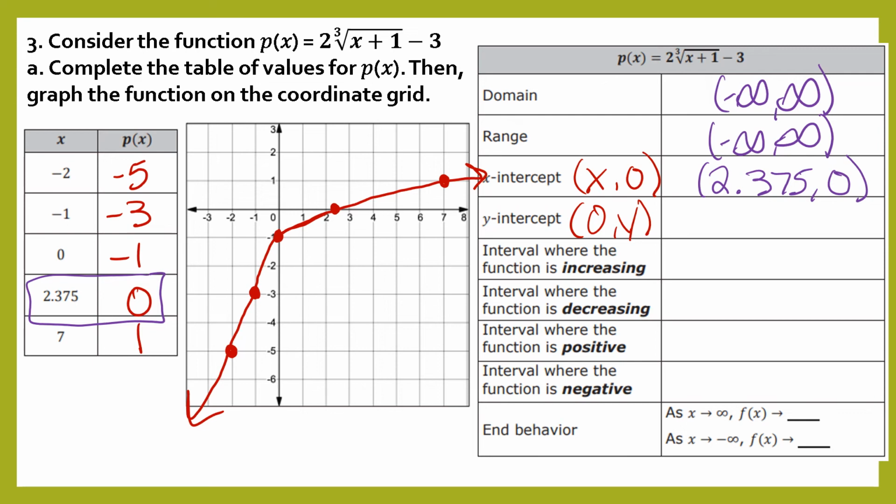And then they also give us the y-intercept. What's the y-intercept of this one? 0, -1. Good, right here. X is 0, y is -1.